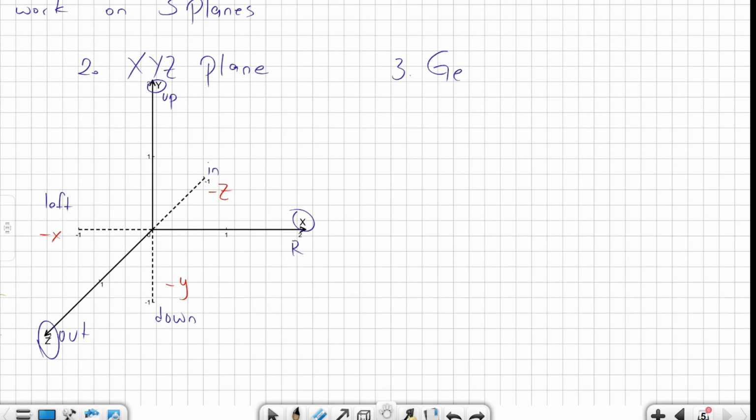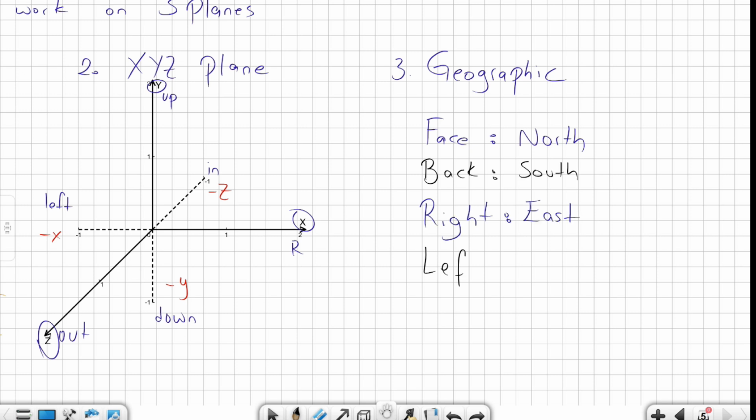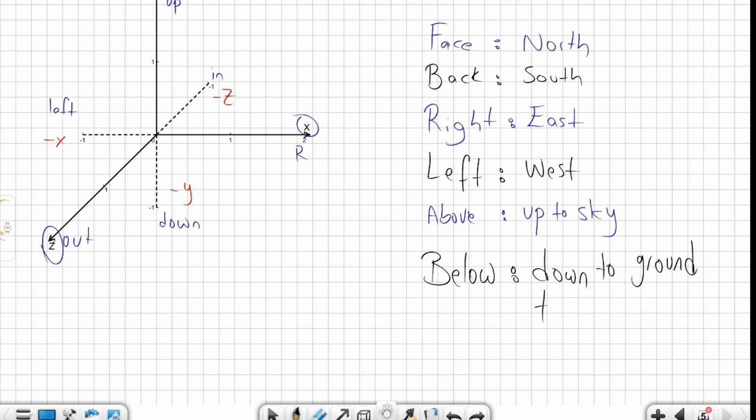The third one is using the geographic directions. If you face north, so in front of you will be north, your back will automatically be south, your right hand will automatically be east, your left will be west, and above you will be up to the sky, below you would be down to the ground or toward earth.